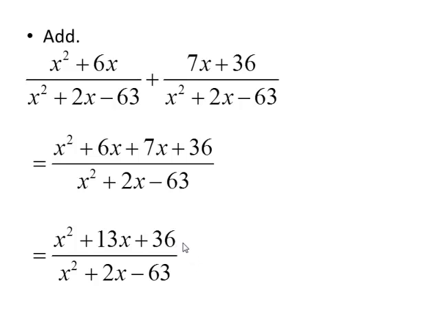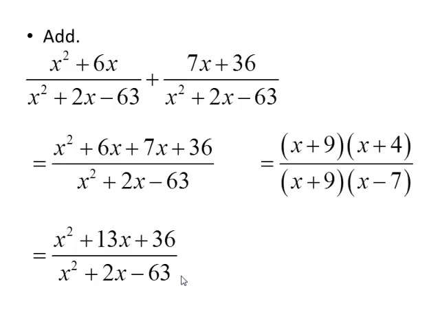X squared plus 13x plus 36 factors to be x plus 4 times x plus 9. In the denominator, this factors to be x plus 9 times x minus 7. Notice we have a common factor of x plus 9 in the numerator and denominator, and when we divide that out, we're left with x plus 4 over x minus 7.